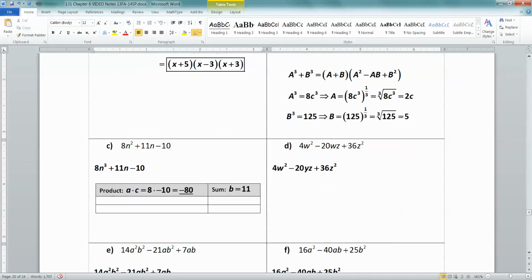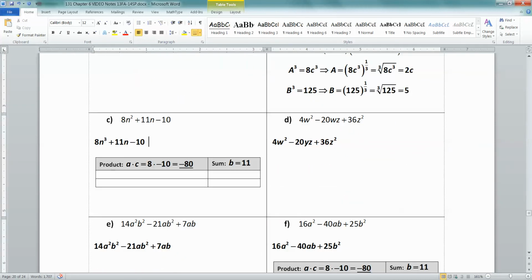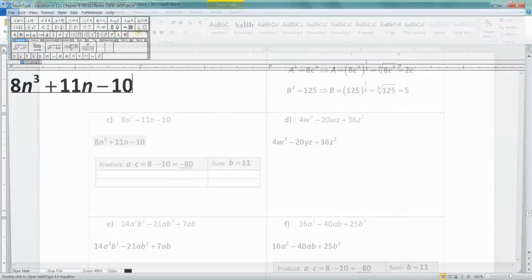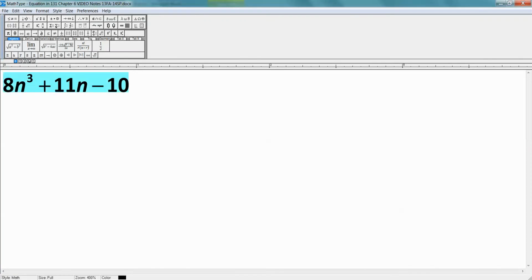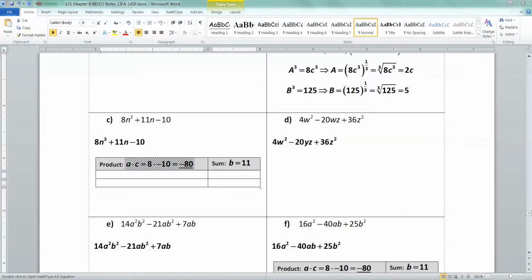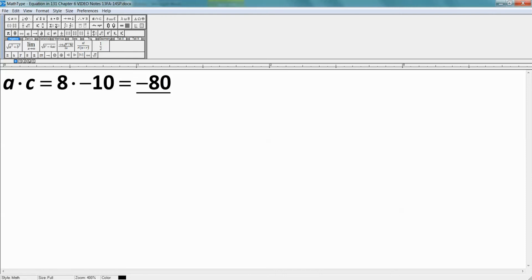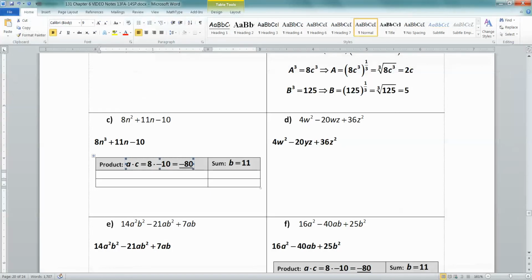All right, now for letter C, we're in a bit more trouble, because letter C is the trinomial, and there's no greatest common factor, and our leading coefficient is 8. Boy, is that ever not pleasant. Okay, so we're going to have to multiply a times c, makes 8 times negative 10, that's negative 80. And the sum is 11. All right, so what numbers multiply to negative 80?